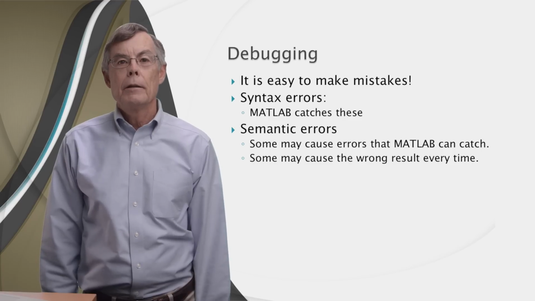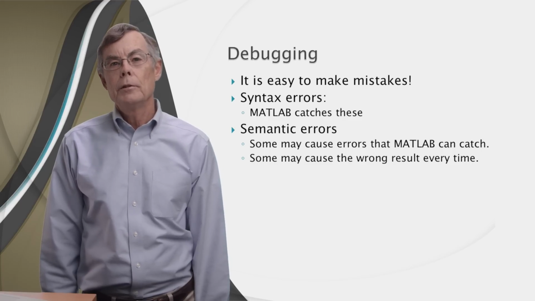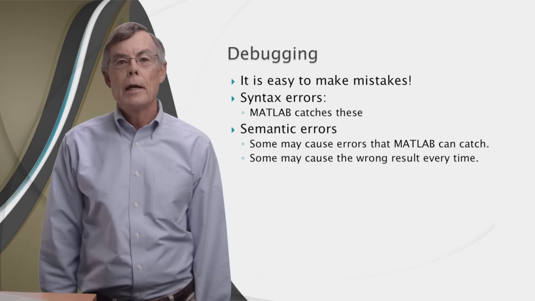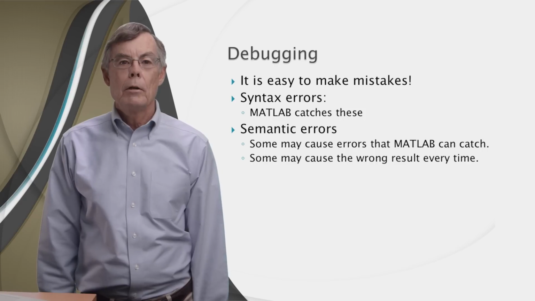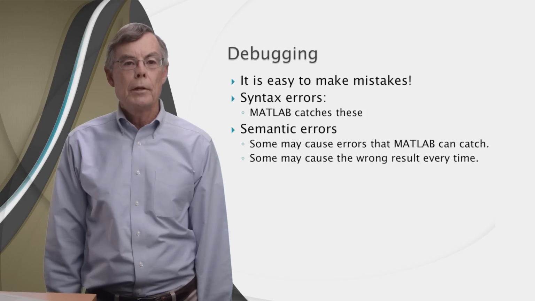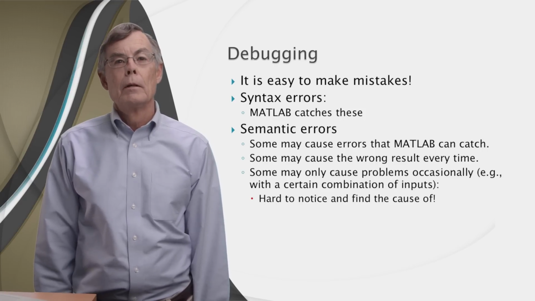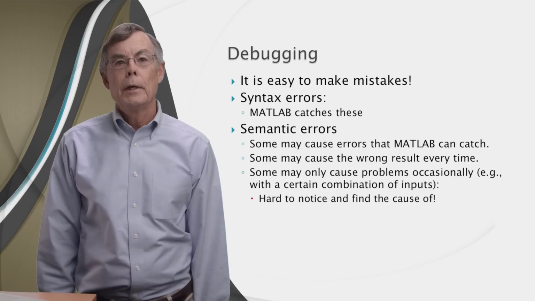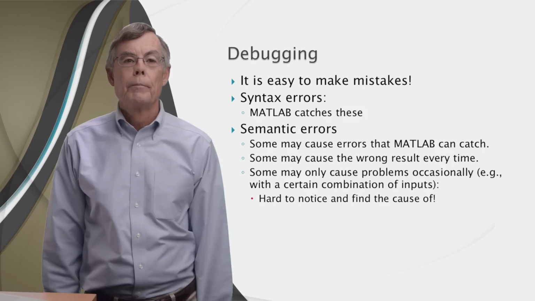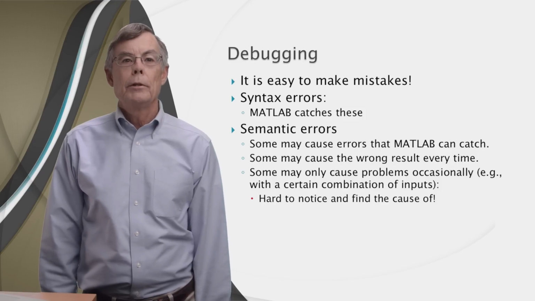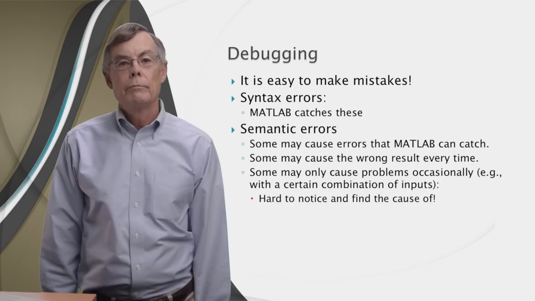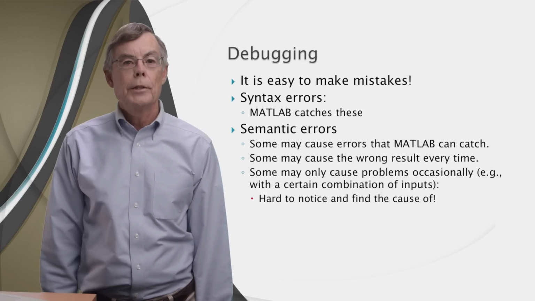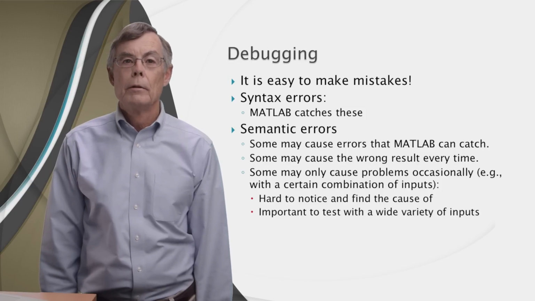In cases like that, the results will usually be consistently suspicious, and you're likely to realize that something's wrong. Finding the source of the problems may be difficult, but knowing that there is a problem is a big step toward solving it. Some semantic errors may cause problems only occasionally, though. That typically happens when only a certain combination of inputs triggers the error. This is the hardest case of all. First off, you may not notice the problem, and second, it's hard to find the cause.